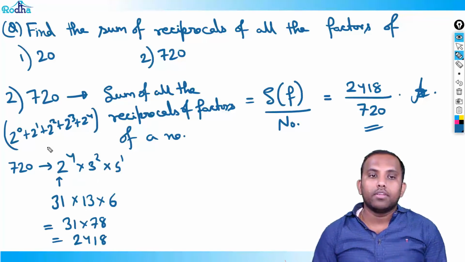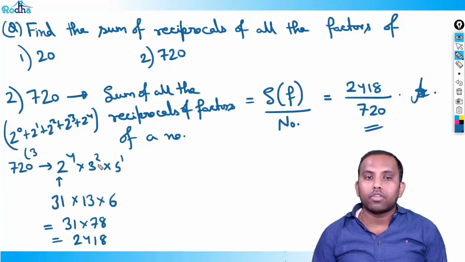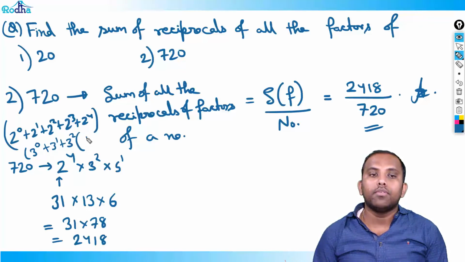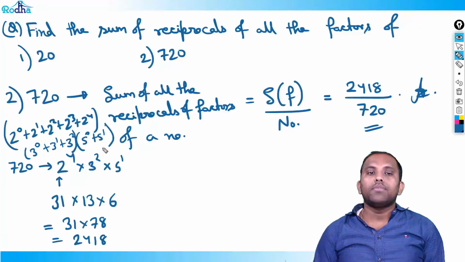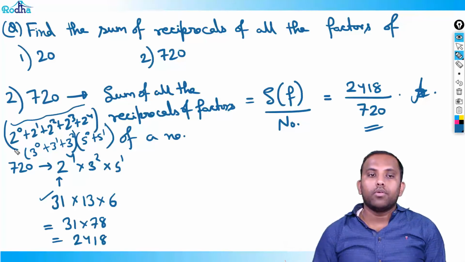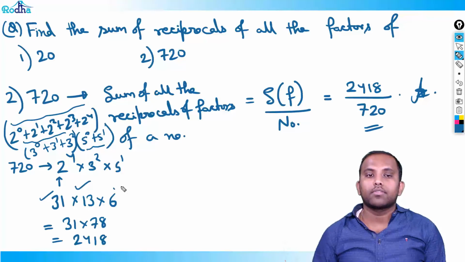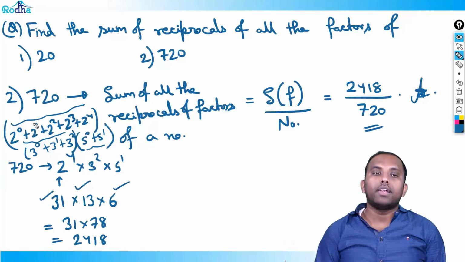Don't always add. Then into 3, for 3 square, it is 3 raised to 0 plus 3 raised to 1 plus 3 square. Then for 5, 5 raised to 0 plus 5 raised to 1. So this is what I'm doing here. The summation of this is 31. The summation of this is 13. This is 6. So do it mentally. Don't write this much, okay?